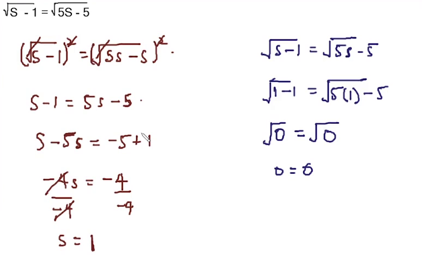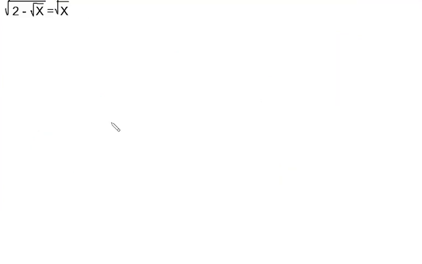So let's quickly take another example. So for our last example, you can still pause the video and try to solve this problem yourself. I'm going to write out the question. So I have a bigger square root of 2 minus the square root of x. Square root of x is inside the bigger square root. And then this is equal to another square root of x.